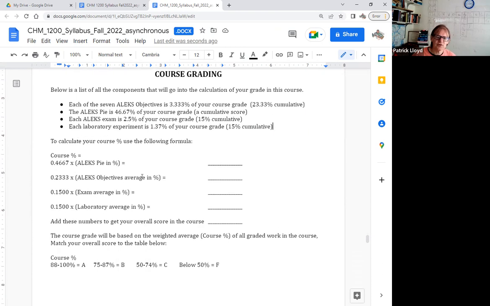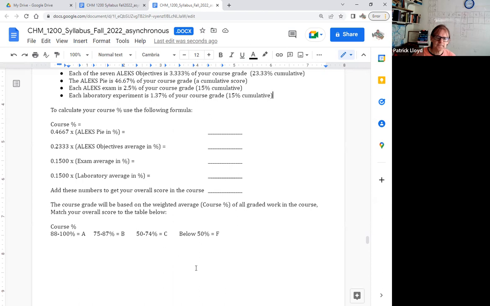Okay, so these numbers are here. You can use these to calculate your overall score. So you calculate each one, add them all together to get the total, and then you can look in this little scheme here to see what your final grade would be. Okay.